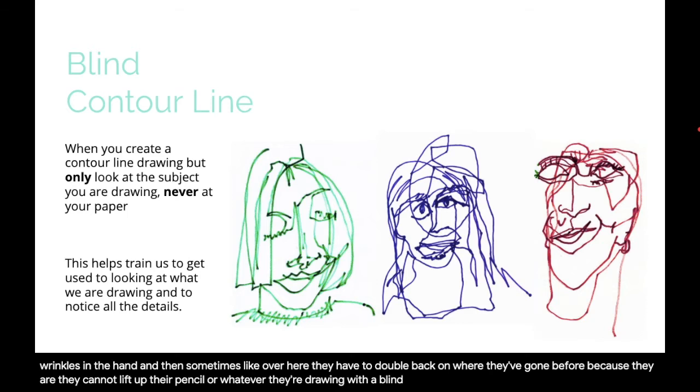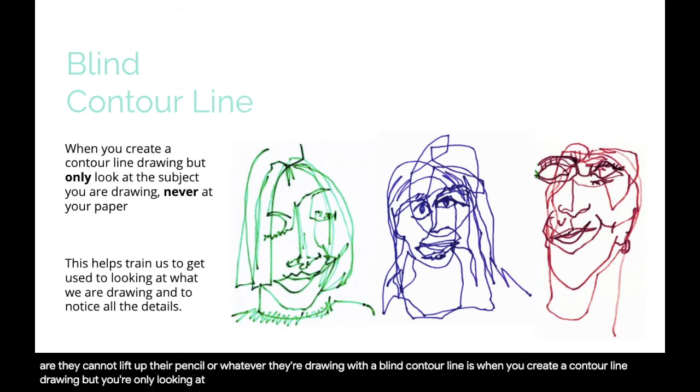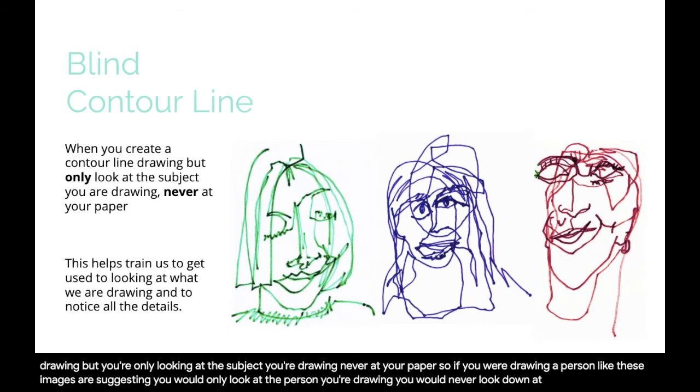A blind contour line is when you create a contour line drawing, but you're only looking at the subject you're drawing, never at your paper. So if you were drawing a person, like these images are suggesting, you would only look at the person you're drawing. You would never look down at your paper.